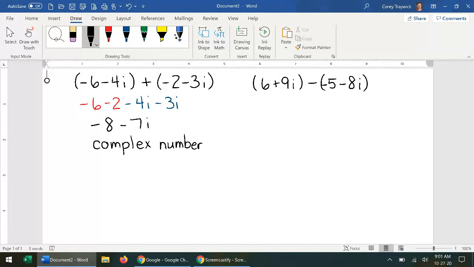Remember, we're treating the i's like variables. Okay, the first thing we want to do is take this minus sign in front of the parentheses, change it to a plus, and change all the signs inside of it. Now, instead of subtracting, we can treat this like an adding problem. So we're going to add 6 plus 5.